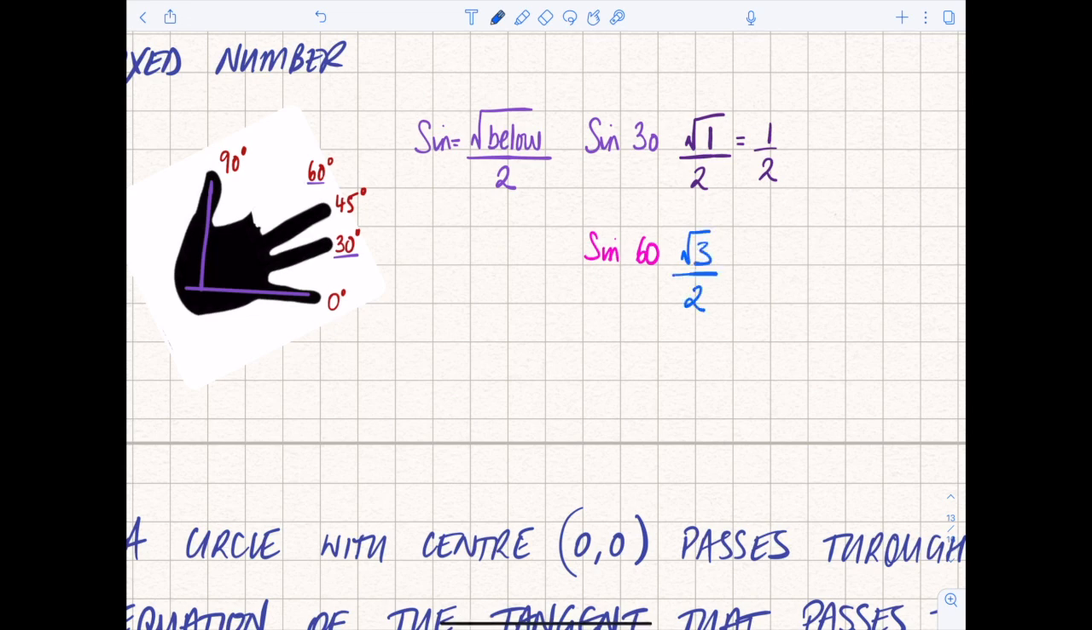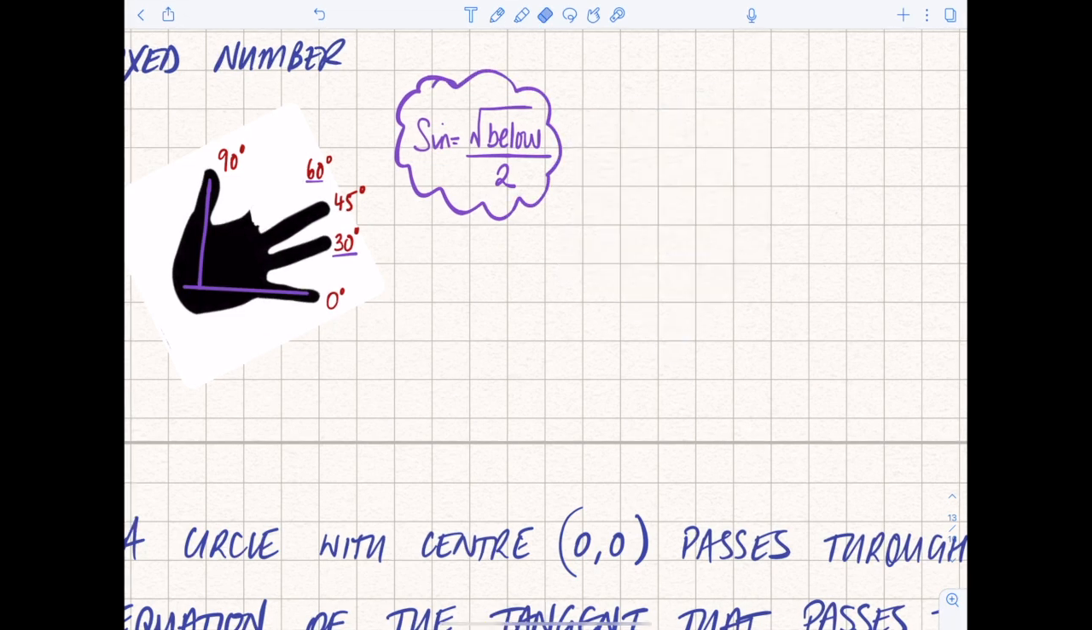And you can't simplify that at all, right? Whereas this one, square root of 1 is 1, you can work it out. Root 3 over 2, you can't simplify. So what you need to do is just remember that for sin, it's the square root of the fingers below over 2. The way to remember that is when you sin, it's a bad thing, so it goes down.